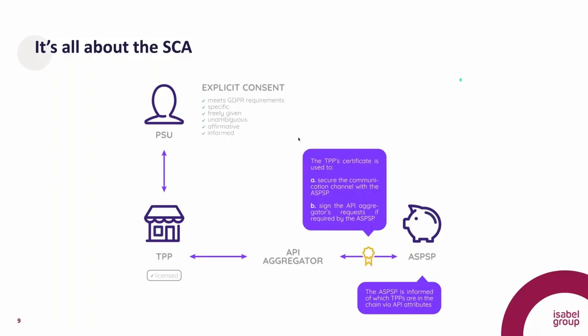The model that is being brought by the law is to say, okay, we have a payment service user, a platform user, that is going to give an explicit consent. And by explicit consent, we mean it in the way GDPR means it. It needs to be specific, freely given, unambiguous, affirmative, informed, etc. So you need to give explicit consent to that platform to process your data and to connect to the bank to go get it and do something with it. The TPP, this regulated platform, then needs to redirect the user to the bank to confirm that technical link.